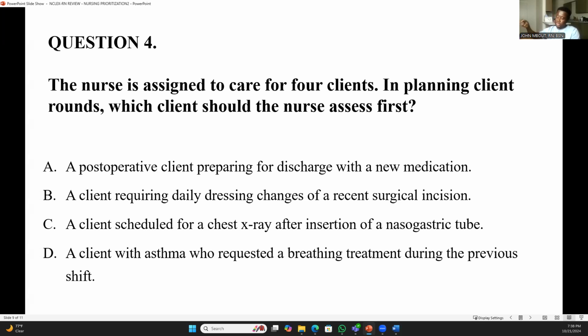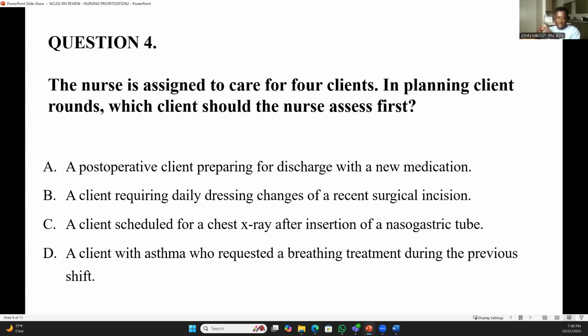You say after insertion of a nasogastric tube. You know, when we insert, we have to check for the placement, right? But you have another client here, asthmatic diagnosis, who requested a breathing treatment during the previous shift. It means this patient should have been feeling difficulties of breathing, and this is change of shift. And the nurse tells you, oh, the patient who requested a breathing treatment, sorry, I did not give. This should be the patient you go and attend to first.